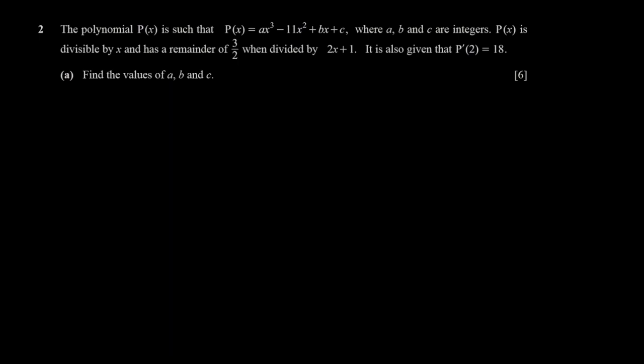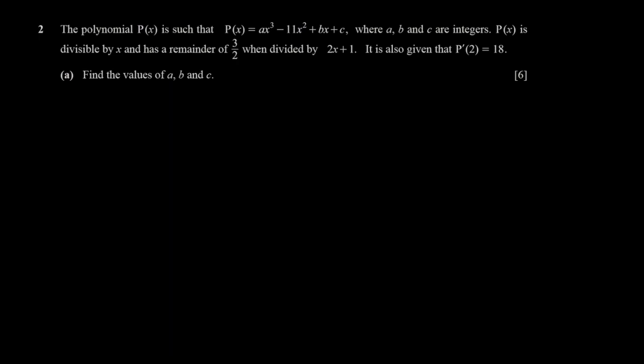Okay then, question 2. A polynomial p of x is such that p of x is ax cubed minus 11x squared plus bx plus c, where a, b, and c are integers. P of x is divisible by x and has a remainder of 3/2 when divided by 2x plus 1. It is also given that p prime of 2 is equal to 18. We want to find the values of a, b, and c.